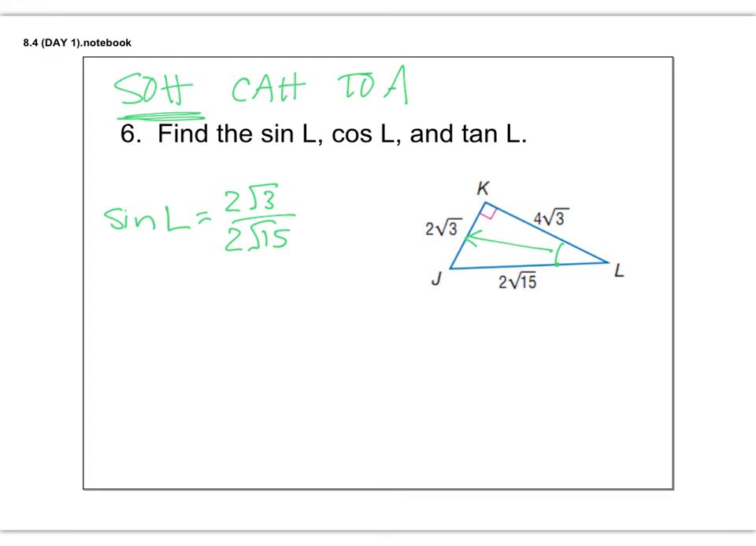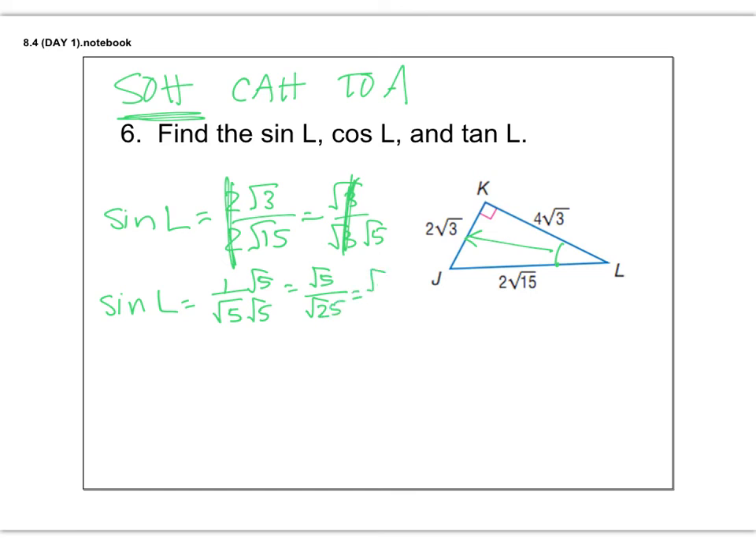Now this is kind of interesting. First of all, the 2's can cancel. And then second of all, you can rewrite the bottom to be root 3 times root 5, because 15 is 3 times 5, and these cancel. So really, the sine of L is 1 over root 5. However, we learned, can you leave root 5 on the bottom of a fraction? The answer is no. You have to rationalize the denominator. And so you end up with root 5 over root 25, but the square root of 25 is 5. So root 5 over 5 would be the sine of L.